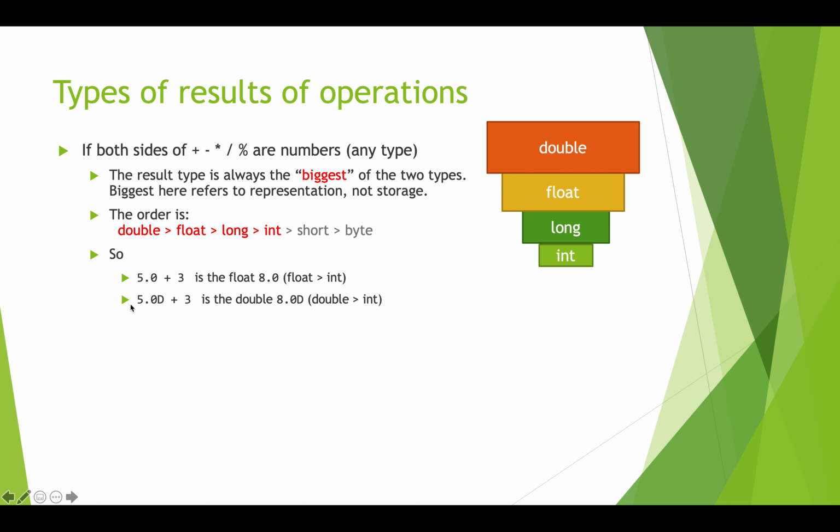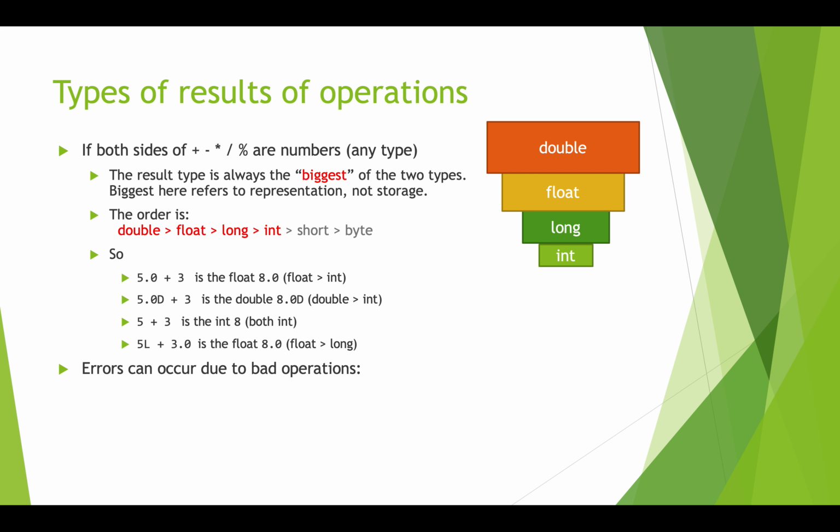Okay, so the result type of these operations will always be of the type of the biggest of the two different numbers. If we have 5 plus 3, they're both ints, and the result is going to be 8, and it's going to be an int type. If we have 5L, which is long, and 3.0, which is a float, the result is going to be 8, and it's going to be a float because, again, we're going to use the bigger type. So you just have to always remember that we're going to have the biggest type be the result when we do an operation with numbers of two different types.